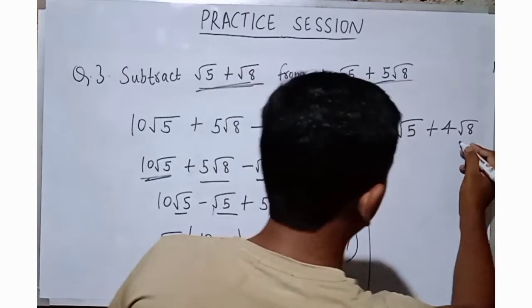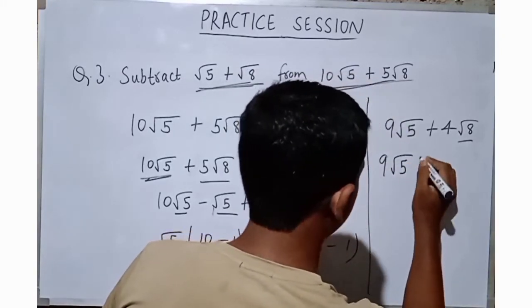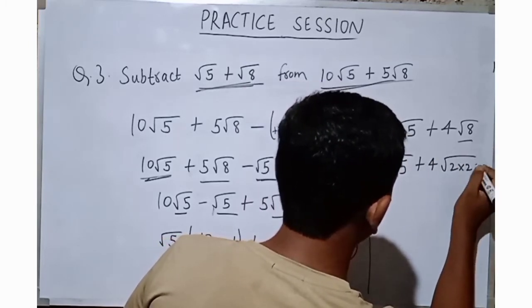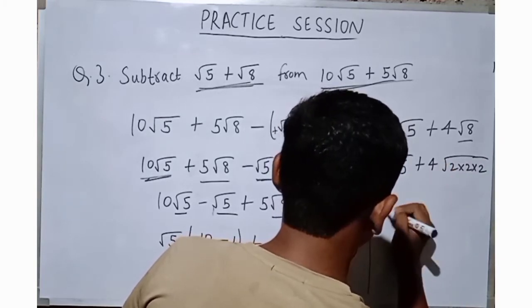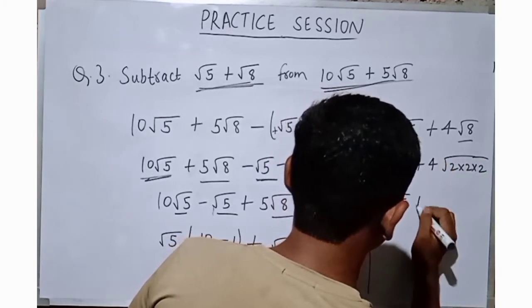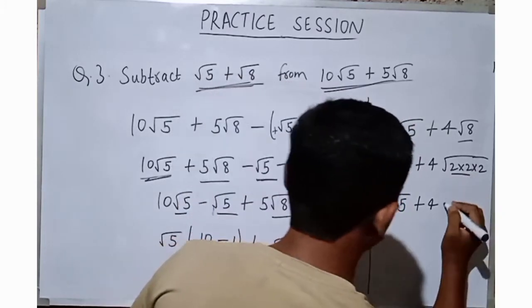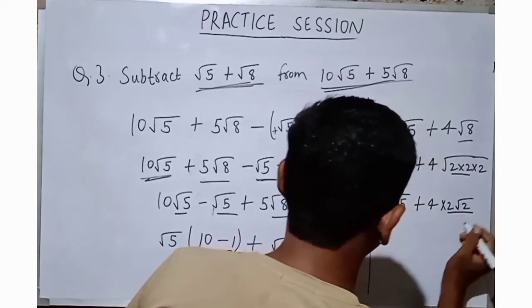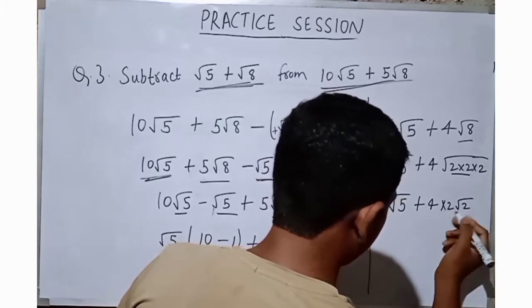If you simplify that again, then you will get 9 root 5 plus 4. We can write root 8 as 2 into 2 into 2. So see here, it will be 9 root 5 plus 4. 2 will come out from the root, so it will be 2, and again it will be 2 root 2. So it will be 4 times 2, which is 8 root 2.